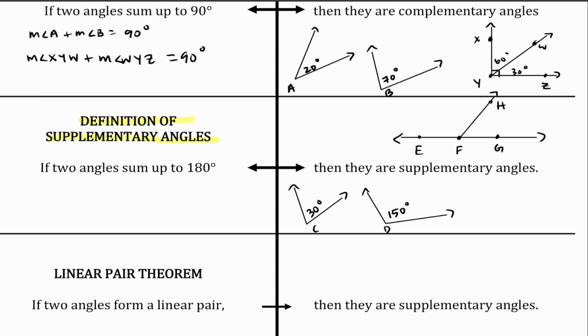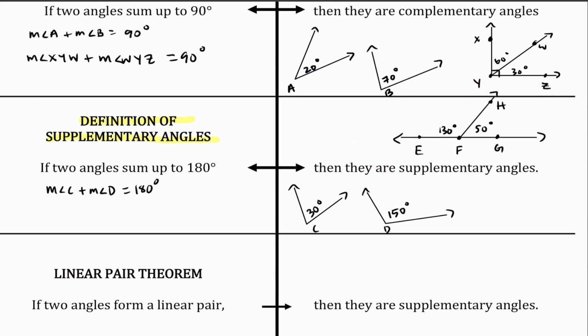Now let's say the measure of angle EFH is 130 degrees. And the measure of angle HFG is 50 degrees. So over here, the non-adjacent angles, these angles do supplement each other because 30 plus 150 degrees gives you what? 180 degrees. So the measure of angle C plus the measure of angle D equals 180 degrees.